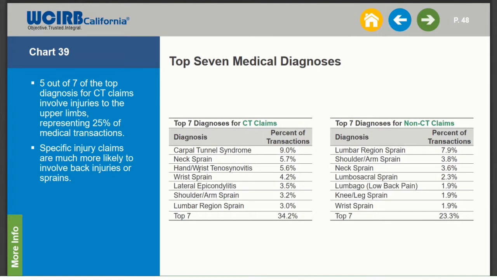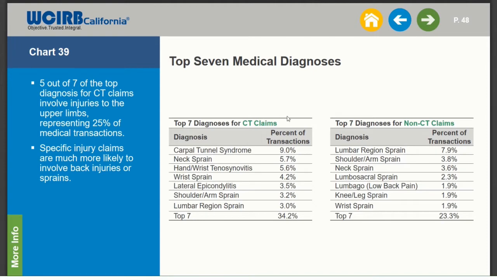And then finally, what are we going to see in these types of cases when we actually do get claims for cumulative trauma injury? This chart here shows the top 7 medical diagnoses for cumulative trauma claims compared to non-cumulative trauma claims. And the WCRB tells us that 5 out of 7 of the top diagnoses for cumulative trauma claims involve injuries to the upper limbs, which represent 25% of medical transactions, whereas specific injury claims are much more likely to involve back injuries or back sprain types of injuries.